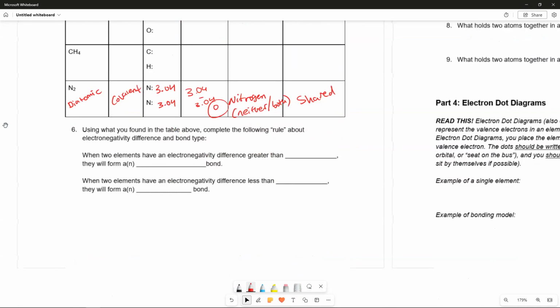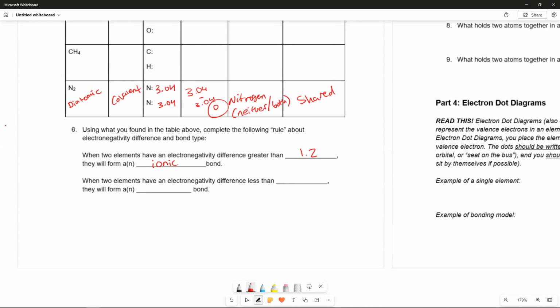All right, number 6. Using what you found in the table above, complete the following rule about the electronegativity difference and bond type. When two elements have an electronegativity difference greater than blank, they will form a blank bond. When two elements have an electronegativity difference less than blank, they will form a blank bond. So I don't actually know the numerical value of this, but to give a rough estimate, if it's 1.2 or greater, they will form an ionic bond because one element will have more electronegative tendencies than another element, so it'll take that electron to itself instead of sharing it.